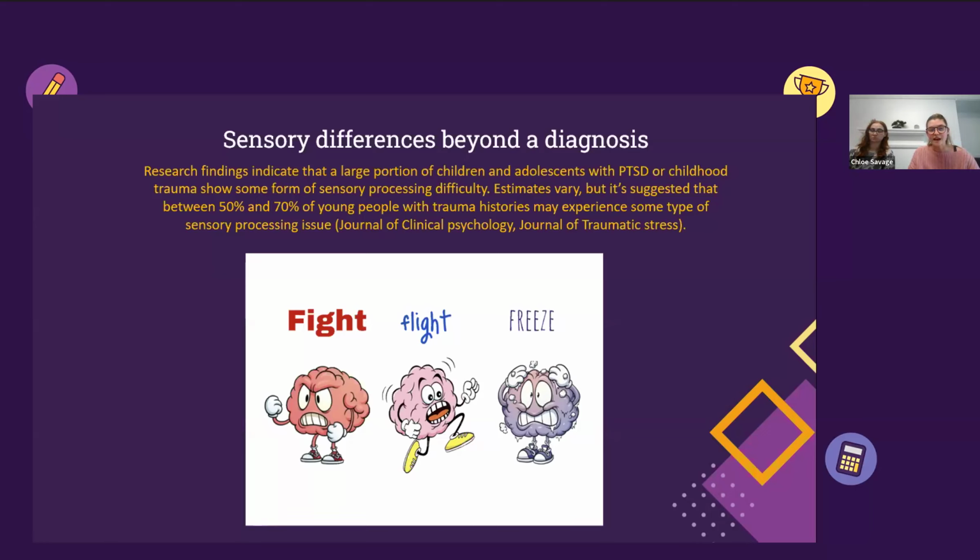So sensory differences tie into this fight, flight or freeze, because this sensory input can make a child go into that fight, flight or freeze, because they interpret that sensory input as danger. They interpret that sensory input as something to run away from, or to fight, or to freeze from, because everything feels dangerous in the world to a child who has had danger throughout their life.